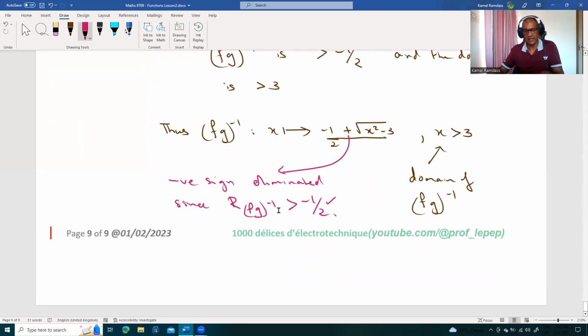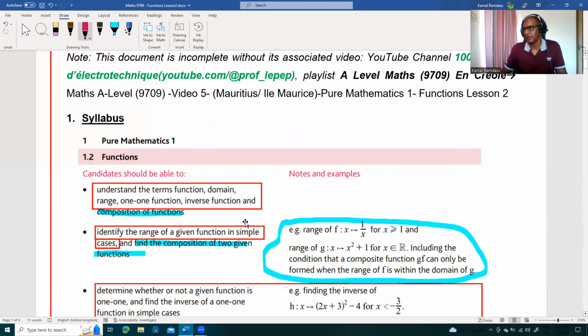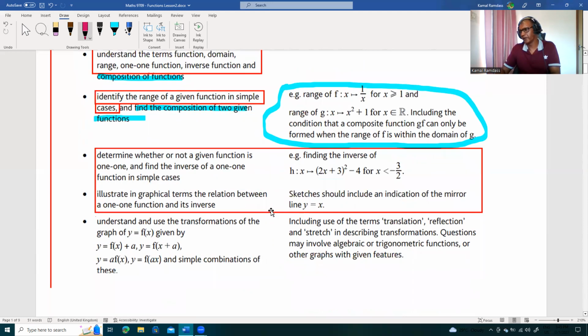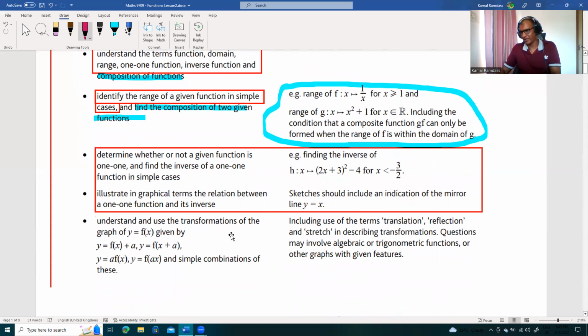OK. Et là, nous montre là-haut, nous avons le syllabus. Composition of function, find the composition of, ça vient, understand the terms, composition of function, and find the composition of two given functions, including the condition that the composition function g of f can only be formed when the range of f is within the domain of g. OK. Et mon pensée, mon complète tout ça là. Et the next lesson on function will be the transformation of graphs.